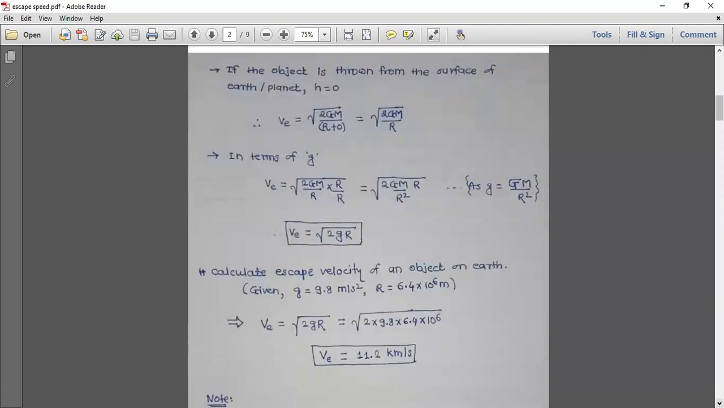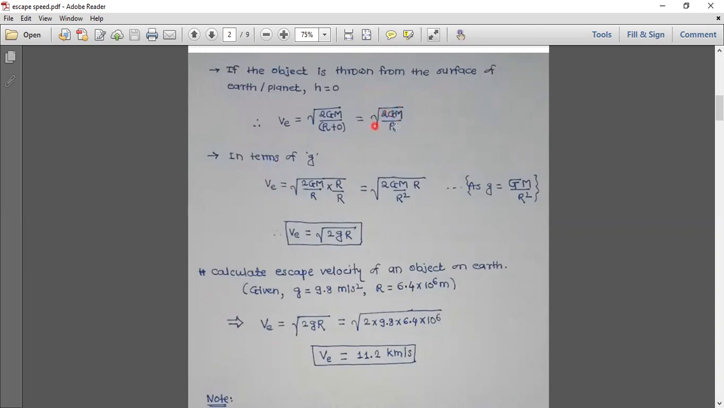Now we got one formula, that is v is equal to root 2GM by r plus h. Till this we have finished. If the object is thrown from the surface of the Earth or a planet, then height is equal to 0. If I substitute h is equal to 0 here, then what I am getting? Root 2GM by r. Okay, so v is equal to root 2GM by r. This is at the surface, where h is equal to 0, or this velocity is required to escape from Earth's surface or any planet's surface.